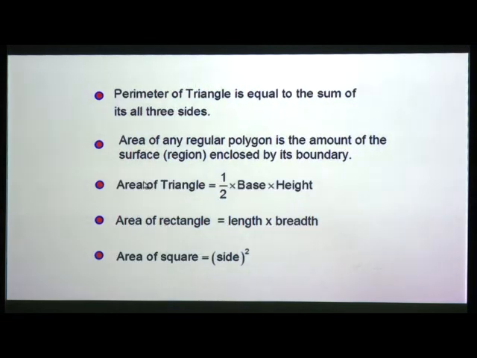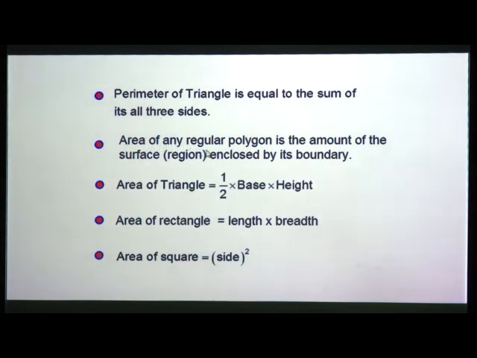Now, we will see the perimeter of a triangle. The perimeter of a triangle is equal to the sum of all 3 sides. You know, a triangle is a 3-sided figure. We already saw an example of how to find the perimeter of a triangle. So, the perimeter of a triangle is equal to the sum of all its 3 sides, and after adding them we can find the perimeter.